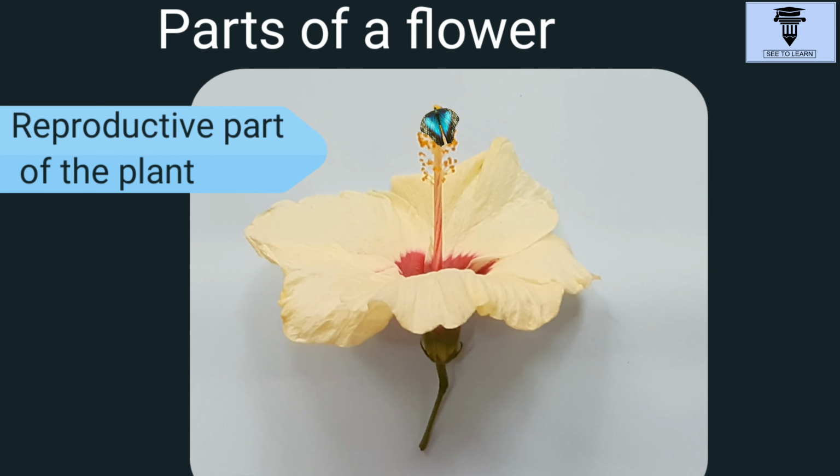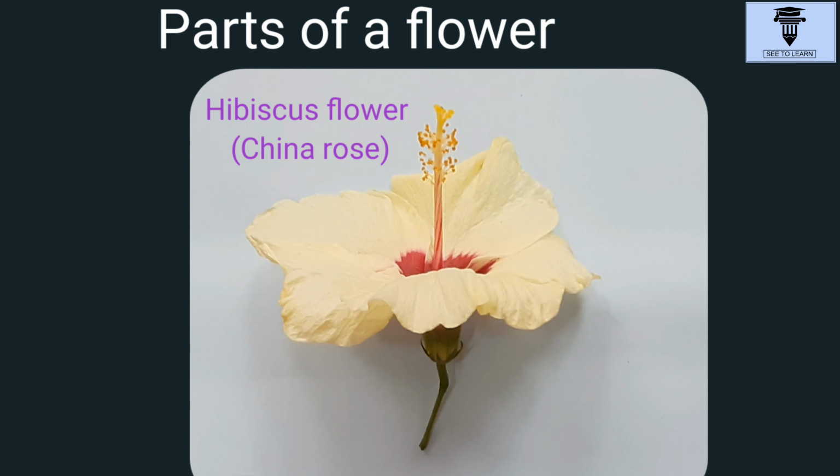Today we'll learn about the different parts of a flower. Flower is the reproductive part of the plant and hence the most attractive one. This is a hibiscus flower, which is also called a China rose.